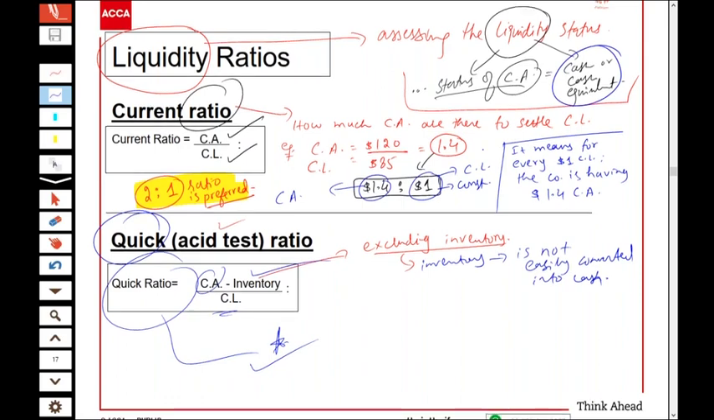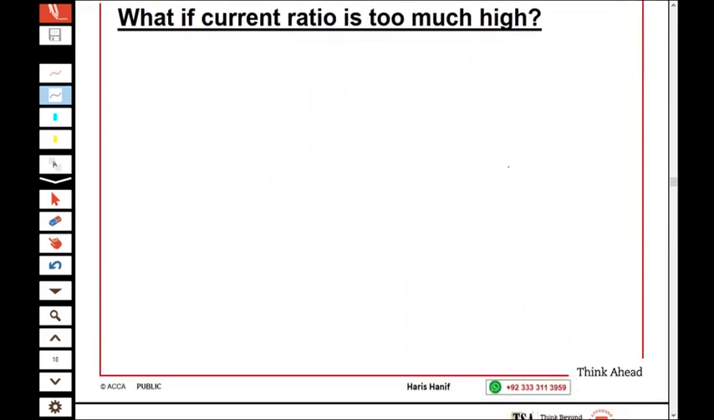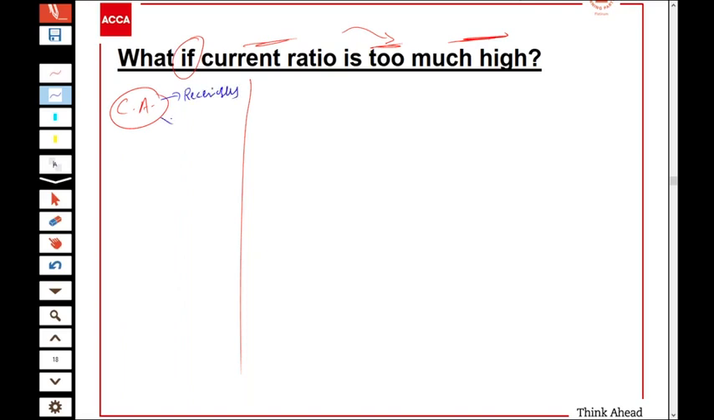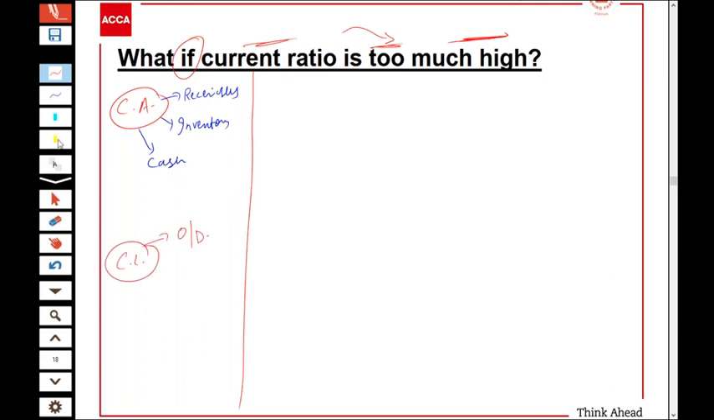Now, moving to the next, as I have told you, the current ratio should be 2 times. But this is a very good and important discussion. What if the current ratio is too high? What is included in current assets? It includes receivables, inventory and cash, and yes, prepayments as well, but the most common elements are these three. And in current liabilities, we have bank overdraft.